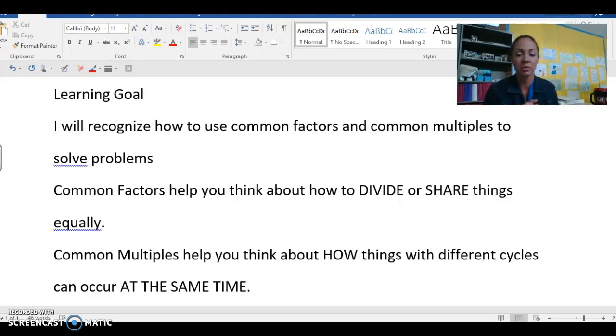And then common multiples help you think about how things with different cycles can occur at the same time. With common multiples, remember to think a whole lot about skip counting because that's going to be very important when it comes to finding the common multiples of numbers. So make sure you hit pause, make sure you get it all in your notes.